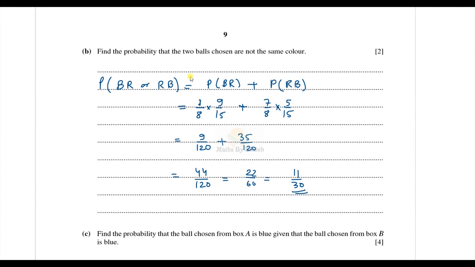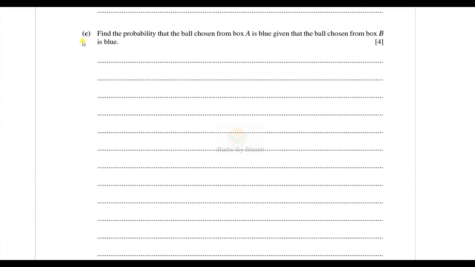So let's do the C part now. In the C part, we need to find the probability that the ball chosen from box A is blue, given that the ball chosen from box B is blue. We can see it is a conditional probability. We'll use the formula directly. What is the probability we are going to find? Probability of blue from A, given that blue from B is chosen already.